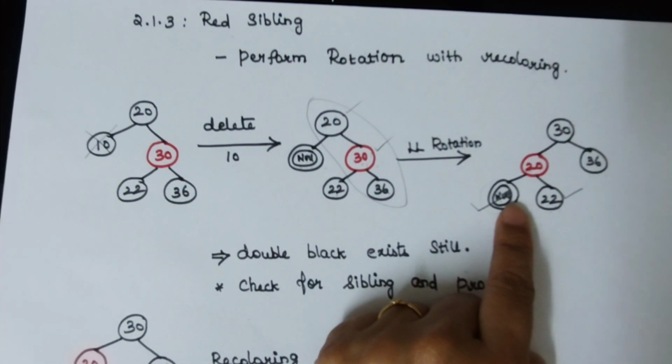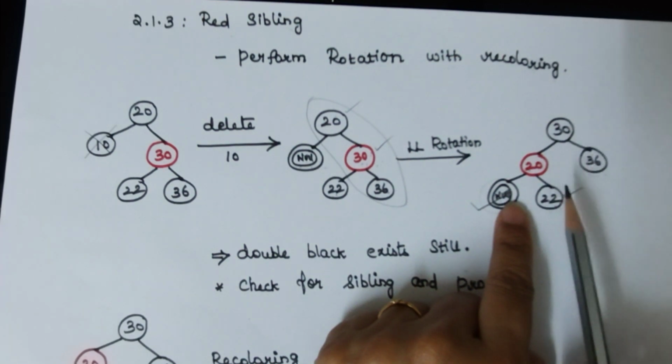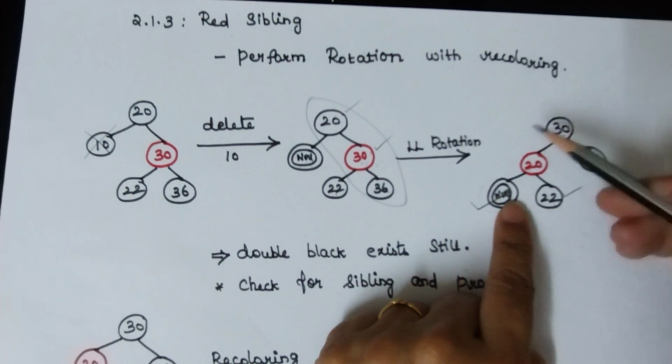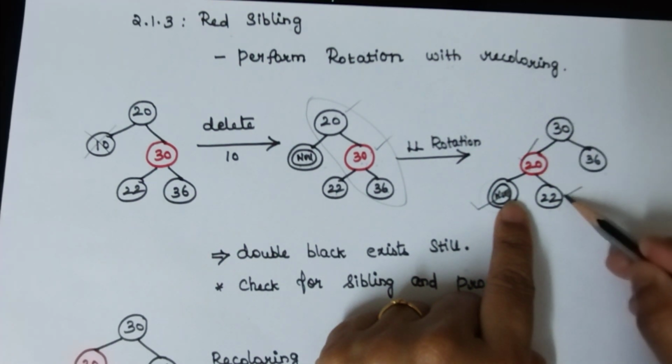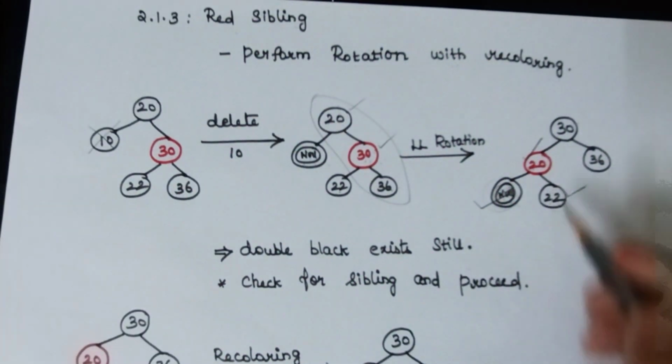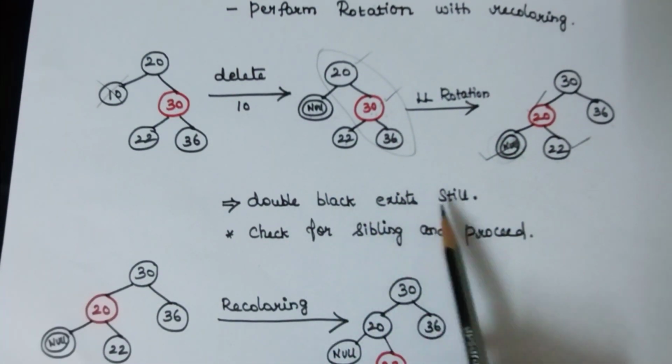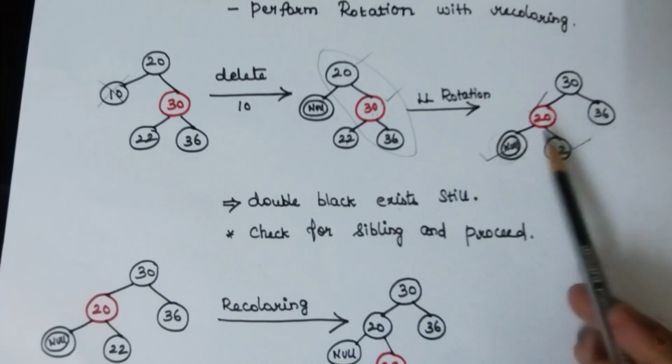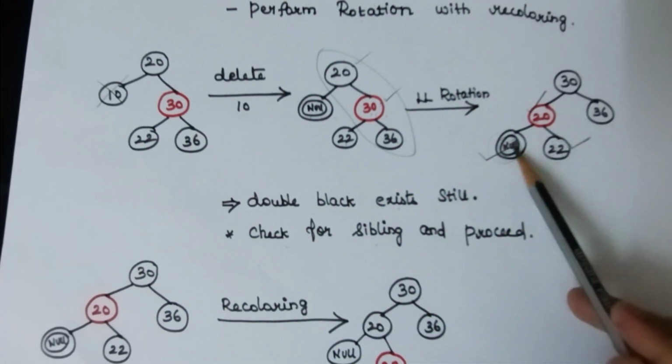Where are you applying recoloring? Recoloring on the parent as well as the sibling. So this 20 will get recolored and this 22 will also get recolored. Once you recolor, this will become a single black. That's what is happening here. Still a double black exists. If a double black exists, check for its sibling. What is the sibling color?